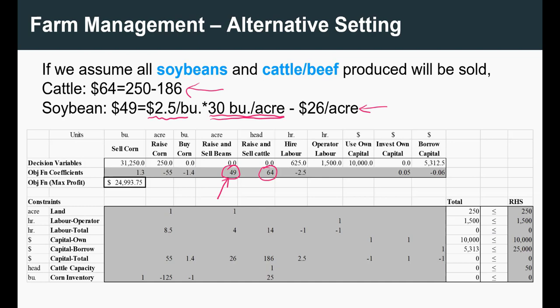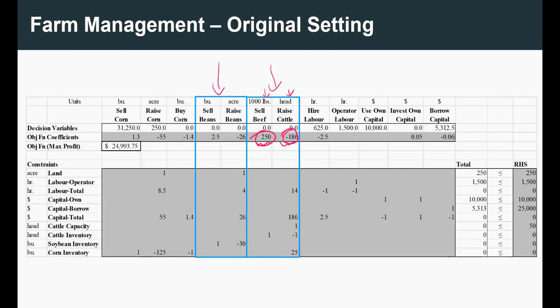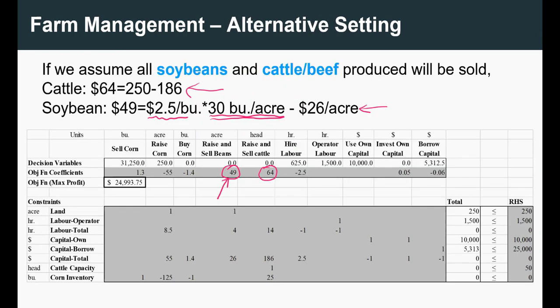So if you go back to this original setting, you will find this 2.5 here. You will find this minus 26. You actually need to use this 30 there. So in your calculation, this is the soybean. So this 49 is actually the unit profit of raising and selling beans. So this is a revenue, this part, and this is a cost. So they're all per acre.